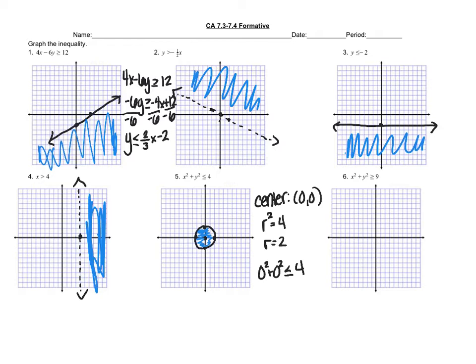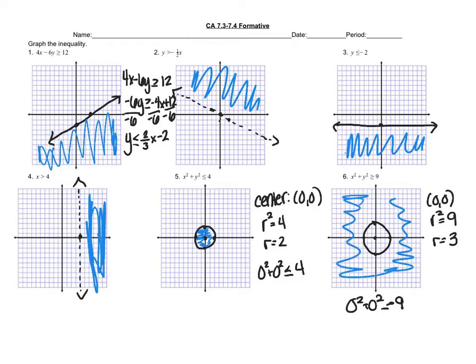The next one, again, my center is at 0, 0. And my radius squared is 9, so my radius will be the square root of that, which is 3. So 0, 0, we go up 3, to the right 3, or left 3, right 3, and down 3. Connect all those dots, and it says greater than, so let's see if 0, 0 works. So 0 squared plus 0 squared, is it greater than or equal to 9? No, so that means we're going to shade all outside.